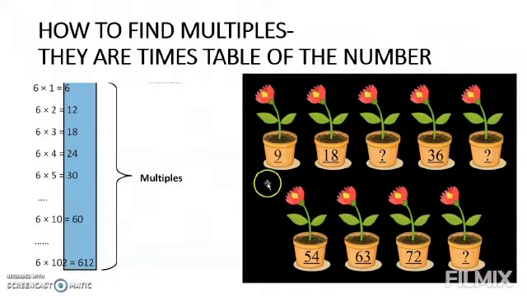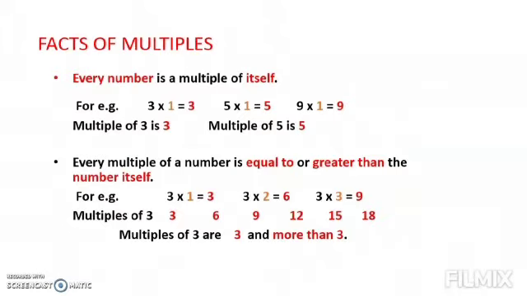Now here is another interesting example. Here beautiful flower pots are there and let us see these numbers 9, 18, 27. So what will come next if the next number is 36? If you remember the tables, we can say that 9 ones are 9, 9 twos are 18, 9 threes are 27, 9 fours are 36, 9 fives are 45, 9 6s are 54, 9 7s are 63, 9 8s are 72. So what will come next? Yes, 9 9s are 81. So we can find the multiples of a number by just multiplying it with the next number.